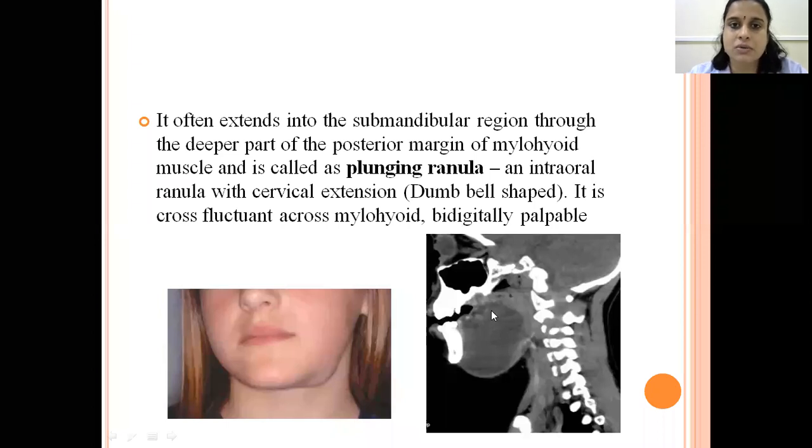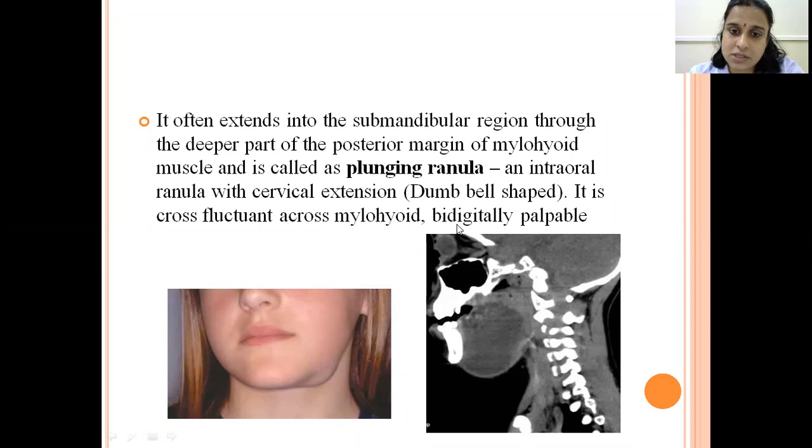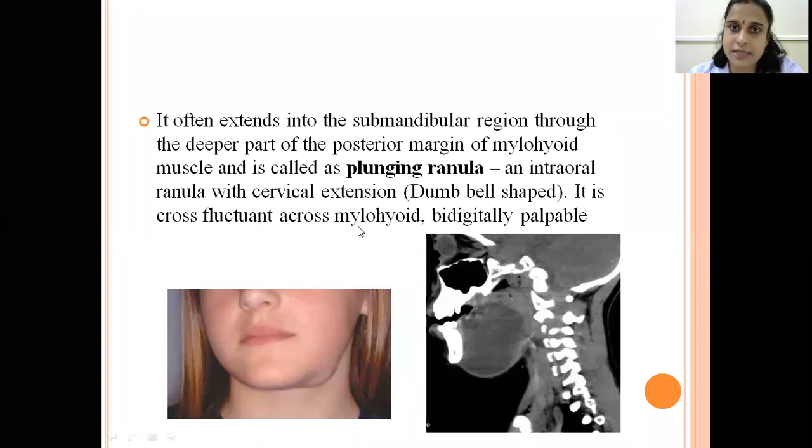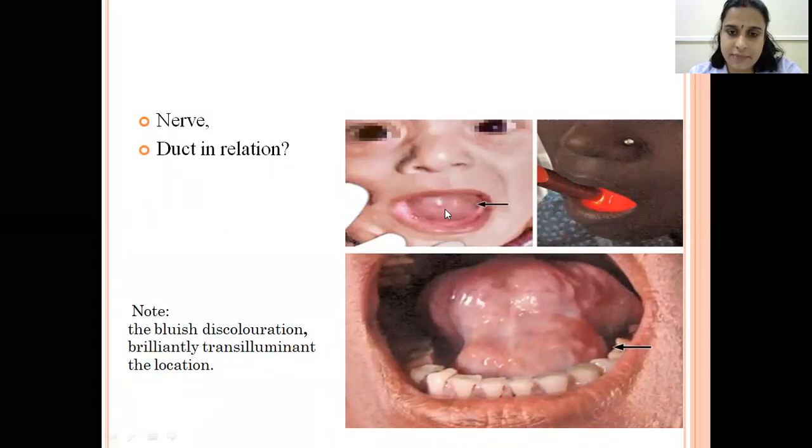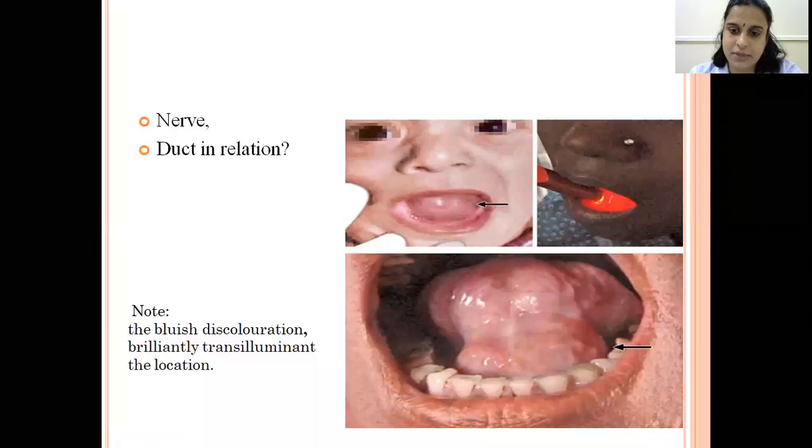Plunging ranula will be asked to you as a 2-mark question. It is nothing but an extravasation cyst, a ranula that has extended from the intraoral part into the neck across the mylohyoid muscle. It is dumbbell shaped, most important, and it is also bidigitally palpable. It is cross fluctuant across the mylohyoid muscle. See, this is the clinical picture. Brilliantly transilluminant. You should never forget this picture. Ranula is brilliantly transilluminant, located on one side of the floor of the mouth, either right or left.